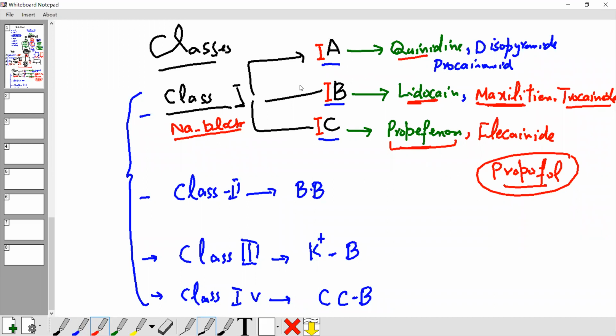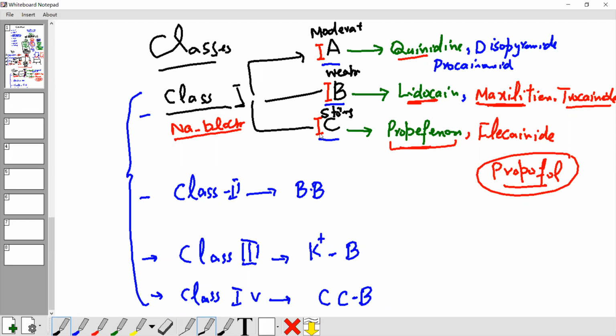Class 1A, they act on the sodium channel. They block the sodium channel moderately. Class 1B, they block the sodium channel weakly. Class 1C, they block the sodium channel very strongly. So 1C is very strong. You must be careful when using class 1C because class 1C can cause cardiac arrest.